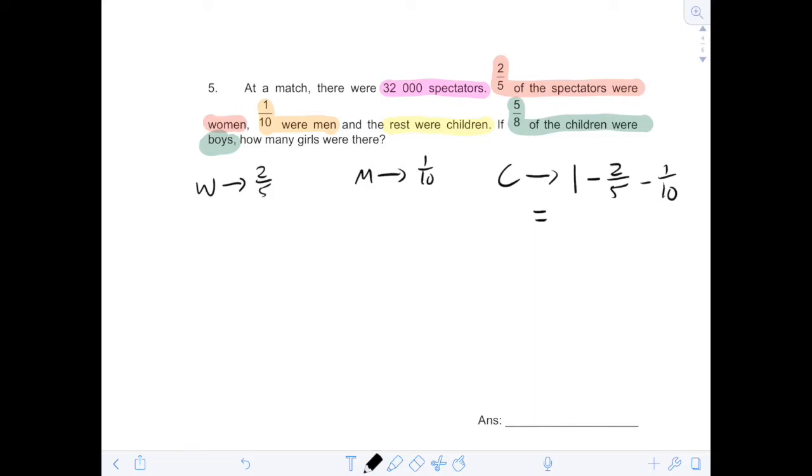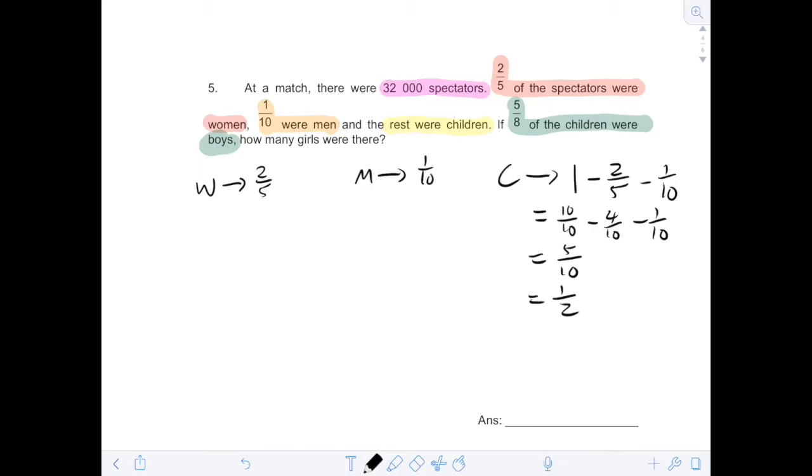Okay, so to find how many children, first we have to change to a common denominator. In this case, we will change it to a base of 10. We'll change 1 whole to 10/10, minus 4/10, because we're just changing the 2/5 into 4/10, minus 1/10. From here we will get 5/10. So 5/10 were children, which is actually half. Now if we were to simplify, it will be like this.